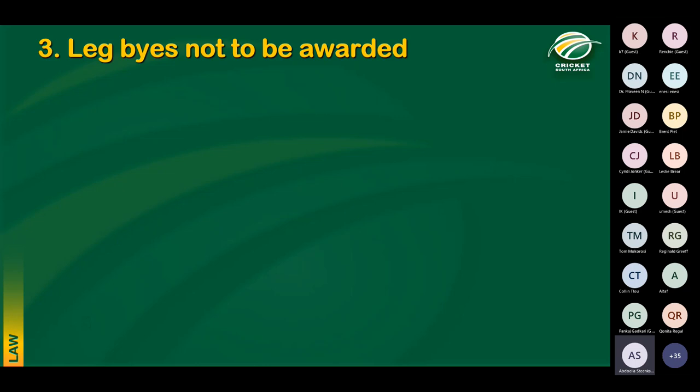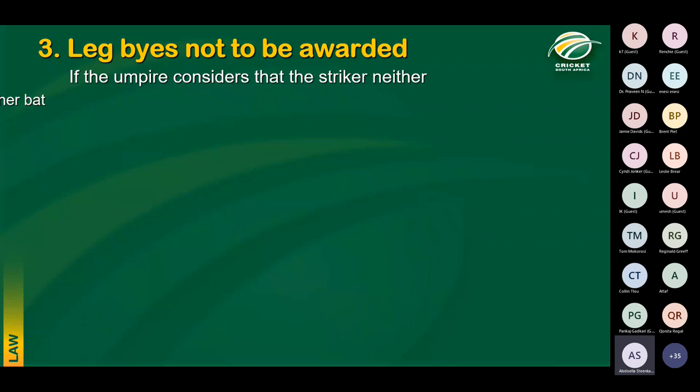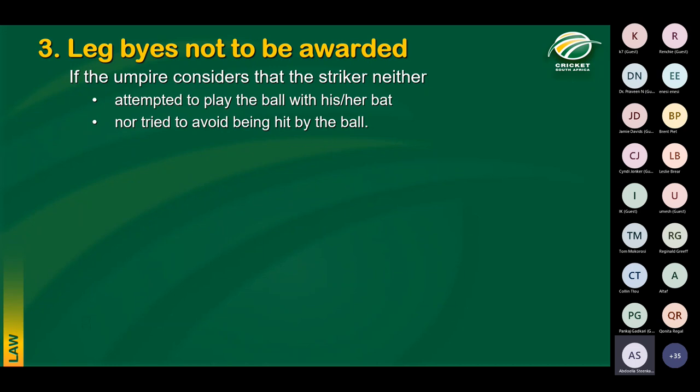We saw the criteria for when leg byes can be awarded. So this is just the opposite. The criteria for leg byes not to be awarded is if the umpire considers that the striker did not attempt to play the ball with the bat, nor did the striker try to avoid being hit by the ball. If this is the case, then leg byes shall not be awarded. The umpire needs to consider that the striker did not make a genuine attempt to play the ball with the bat, or did not try to avoid being hit by the ball. If this is the case, then leg byes shall not be awarded.